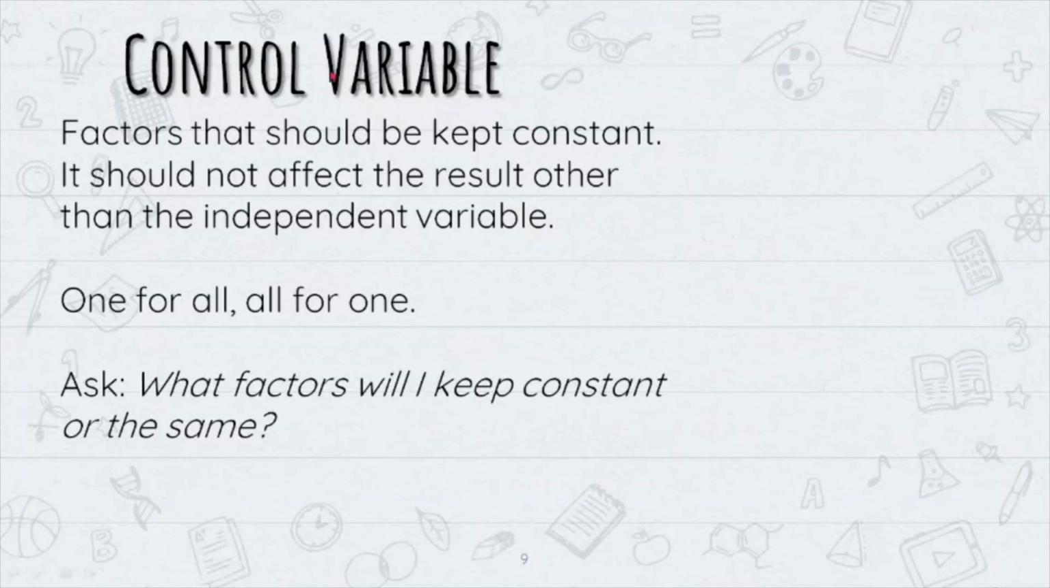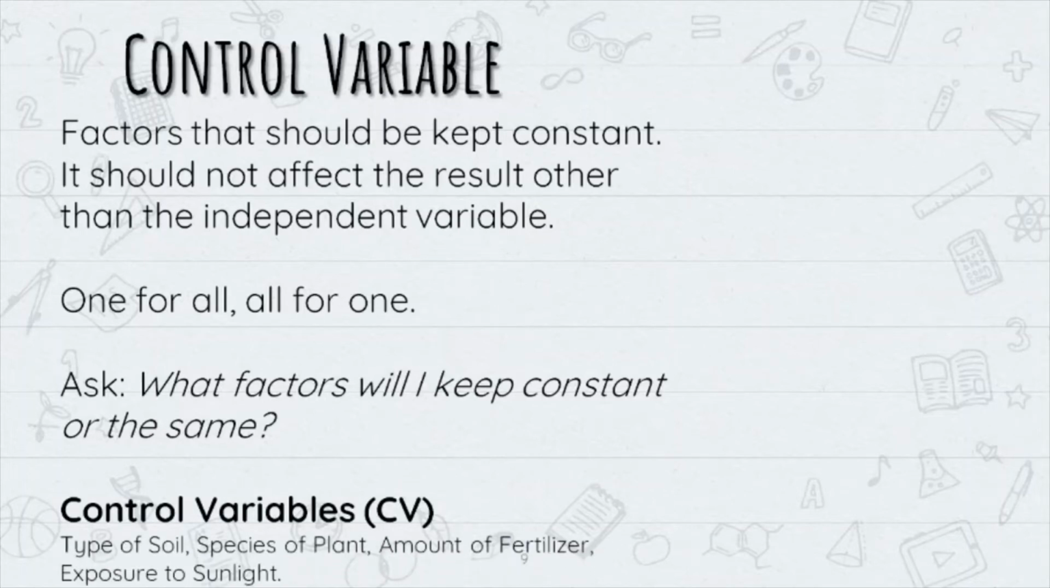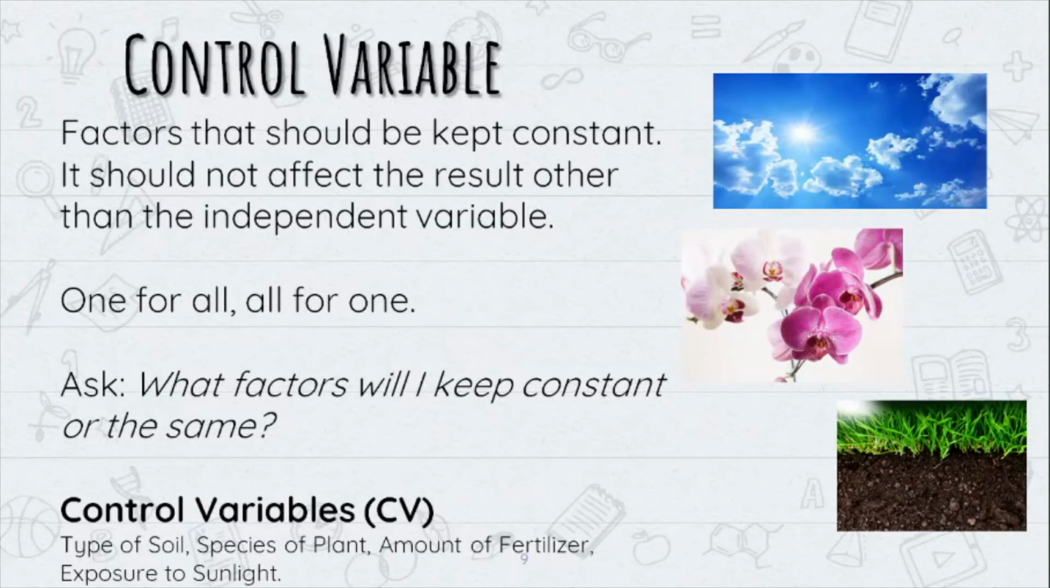So if you want to identify your control variables, you need to ask this question: what factors will I need to keep constant or the same? So in our experiment, what could be our possible control variables? It can be the type of soil, the species of the plant, amount of fertilizer, exposure to sunlight.